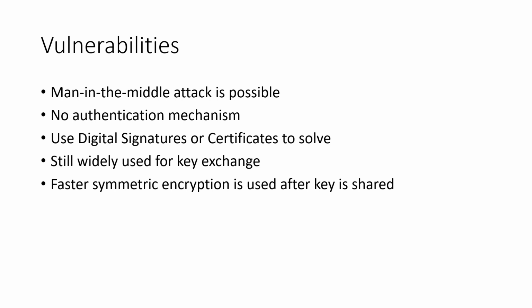To fix this, we combine Diffie-Hellman with digital signatures or public key certificates, which help verify that a message really came from who it claims to be. Despite this, Diffie-Hellman remains widely used, especially because once the shared key is established, we can switch to symmetric encryption, which is far more efficient and faster for actual data transmission.